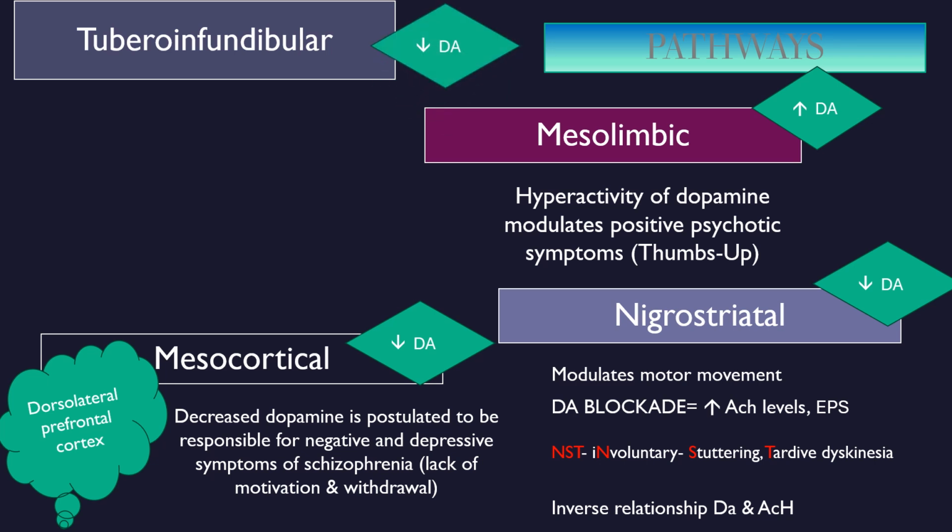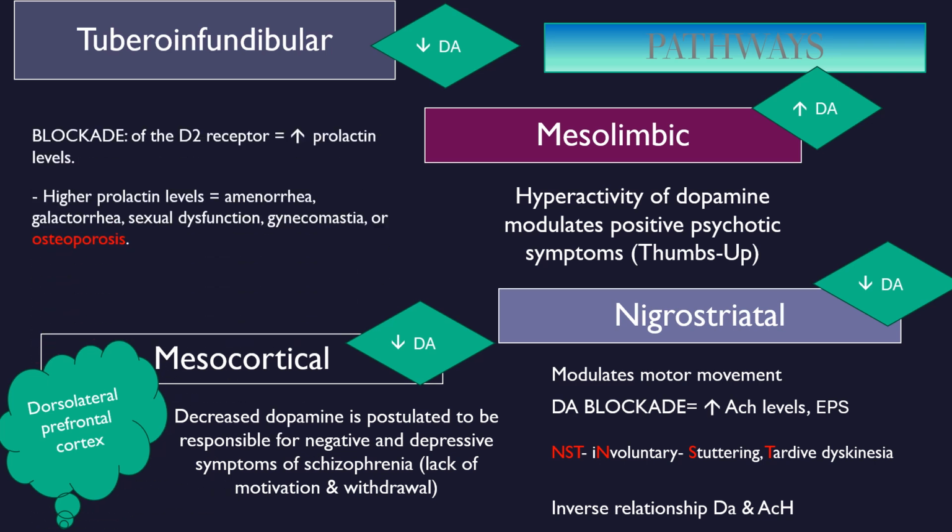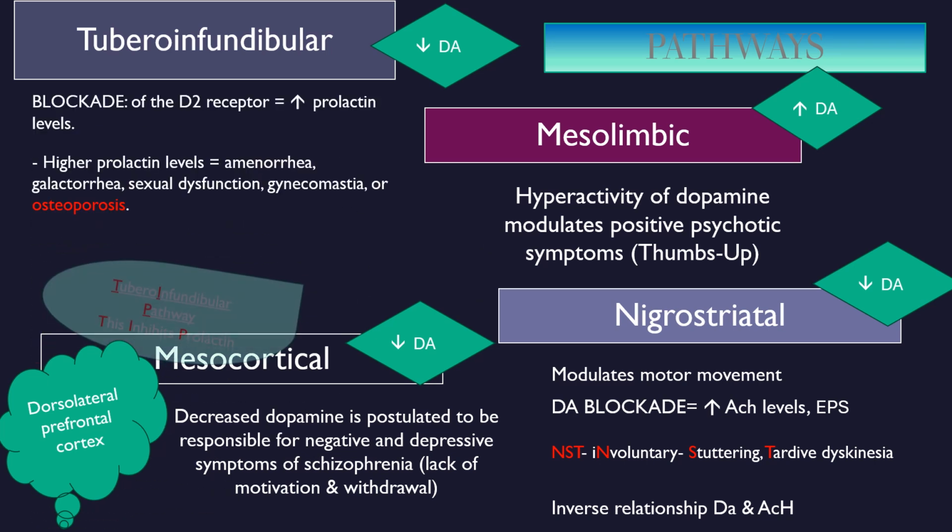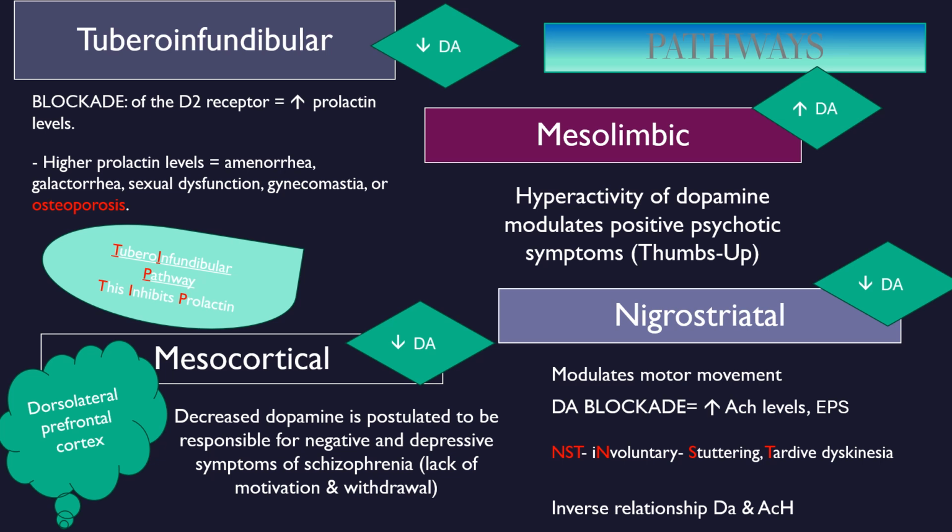The tuberoinfundibular pathway is also affected by low dopamine. When this happens, prolactin levels rise, causing amenorrhea and related symptomatology. There's a mnemonic for this pathway as well, TIP. This inhibits prolactin.